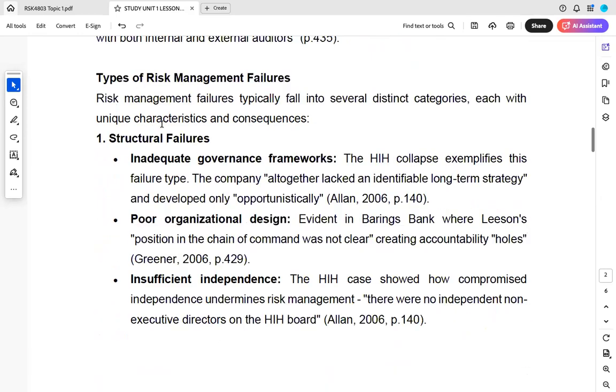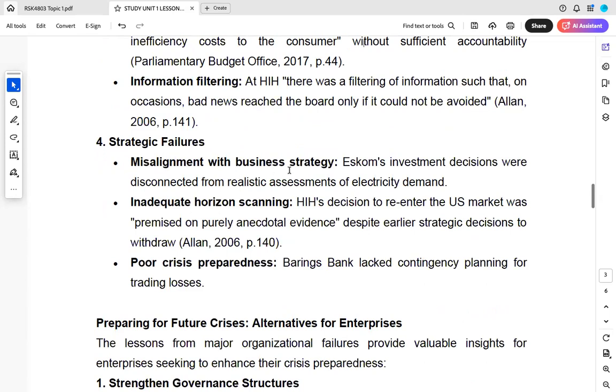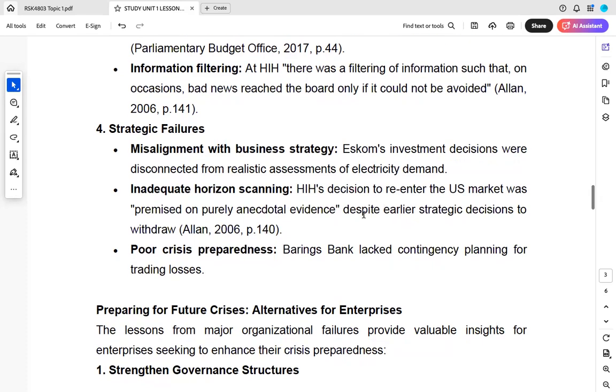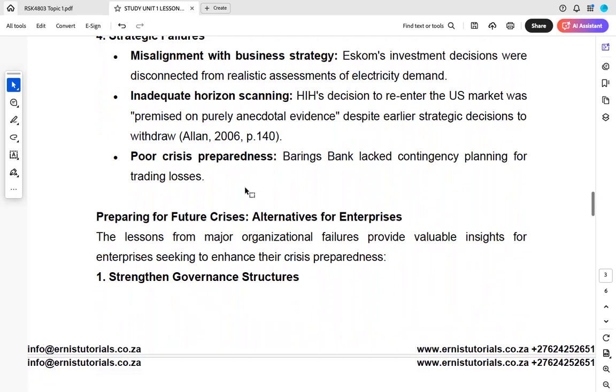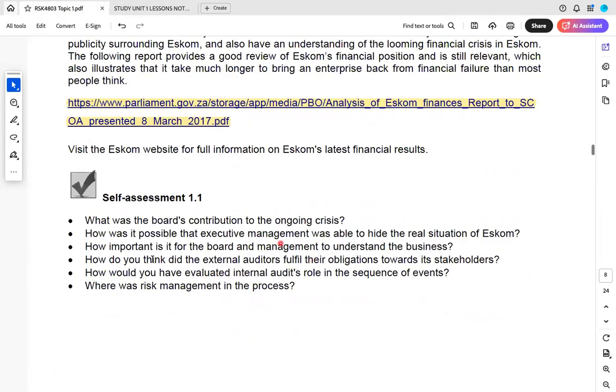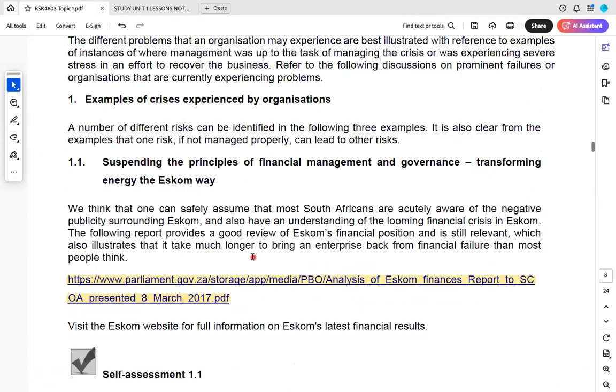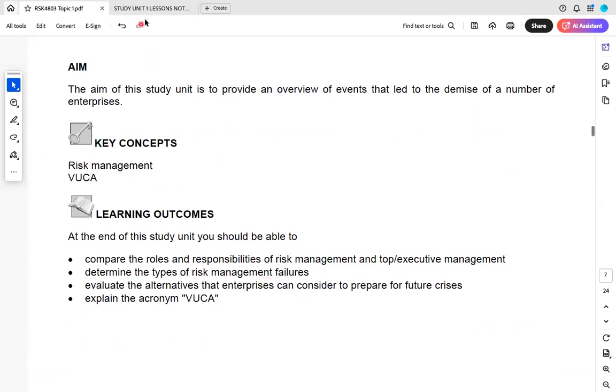Strategic failures are also an example of a risk management failure, such as misalignment with business strategy. We see this in the example of Eskom, where the investment decisions were disconnected from realistic assessments of electricity demand. We've got inadequate horizon scanning, where HIH's decision to re-enter the US market was premised purely on limited evidence rather than earlier strategic decisions. And then also poor crisis preparedness in the case of Barings Bank, whereby they didn't have any risk financing plans with regards to the trading losses that occurred. So that's the key part you need to be familiar with regards to understanding the different types of risk management failures.